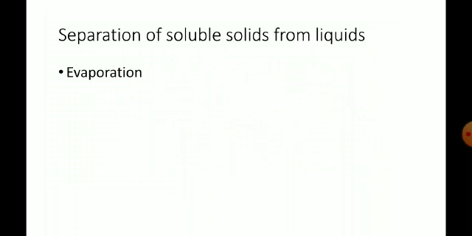For this, we need 4-5 tablespoons of salt, a pan, a cup of water and a hot plate. Mix the salt with the water in a cup and stir well. Then put the solution in a pan and heat. After some time we can see that the water evaporates and only the salt is left behind in the pan. So from this experiment we understood that separation of soluble solids from liquids happens through the process of evaporation.